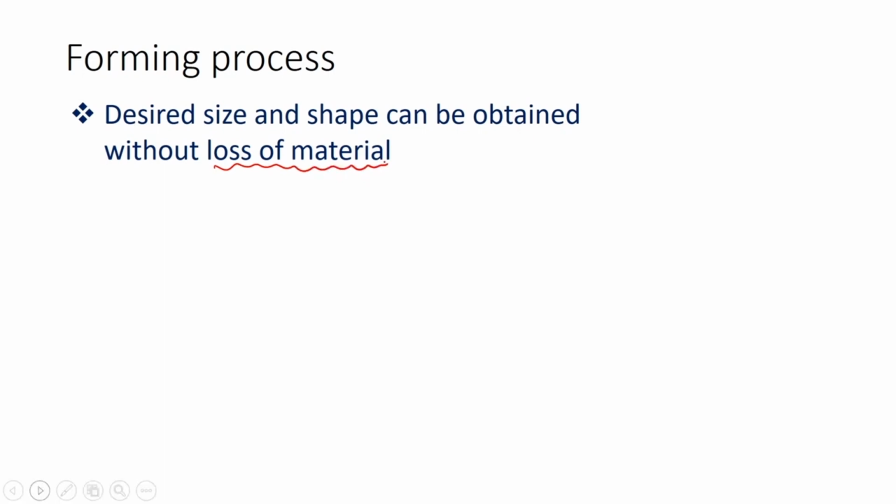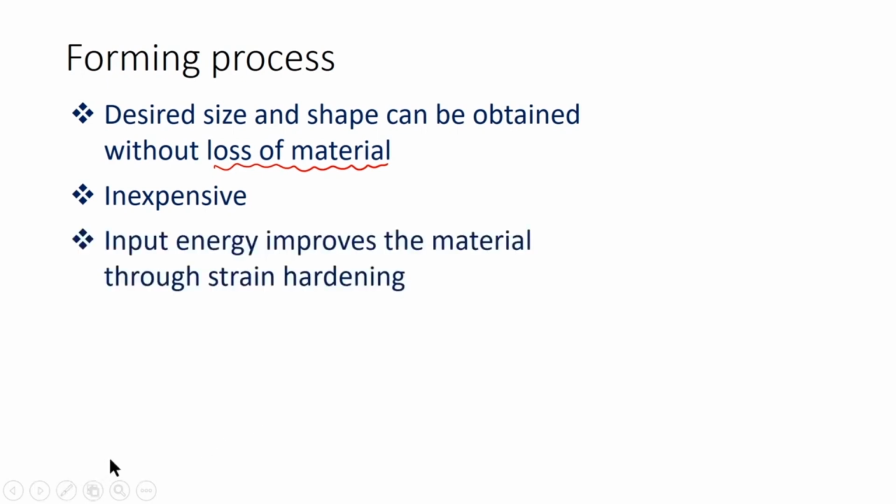So, whatever the raw material is there, that would be reshaped by the application of forces. That is why the process is inexpensive. There is no wastage in this process. Whatever energy we are inputting and applying during this process helps to improve the material properties. The strength of the material is improved during the application of the forces, during plastic deformation, and that is called strain hardening.